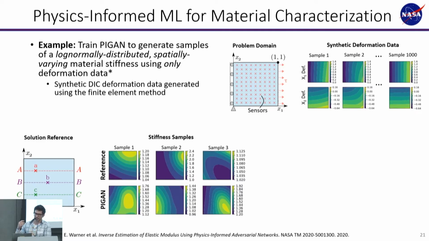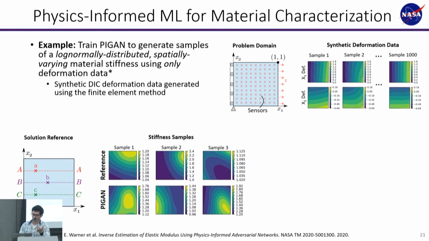So this is a look at samples produced by the deep learning method, the PyGAN, versus reference, so what we assumed to be the true material distribution. These are not going to agree exactly because it's sample randomness here, but we see qualitatively we're getting similar looking stiffness results from the PyGAN as we are from the reference distribution.